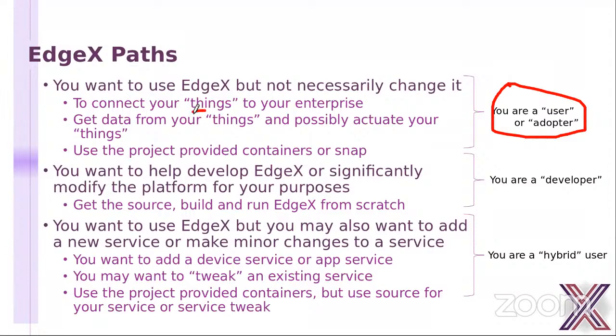You want to connect your things, certainly. You want to get the data from your things back into your back-end enterprise. You may actually want to do some actuation with the data coming out of your things, but you don't intend to make all sorts of changes to EdgeX and its host code. In this case, you want to consider yourself an adopter or a user. You're going to use the containers or snaps that EdgeX provides, and that's what's going to be highlighted in today's demonstration.